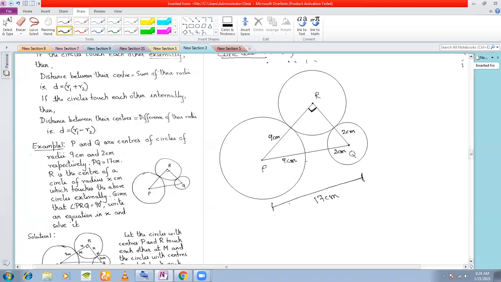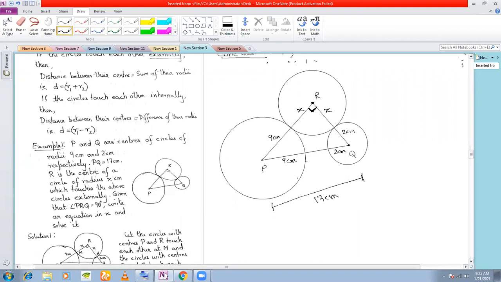R is the center of the circle of radius x centimeter. So R is the center of this circle and its radius is given to be x centimeters. So this is x and this is also x, which touches the above circles externally. So the circle with center R touches the circle with center P, and it also touches the circle with center Q. Given that angle PRQ is equal to 90 degrees, that is this angle here is 90 degrees. Write an equation in x and solve it. That is, you have to find out x. That is the question.